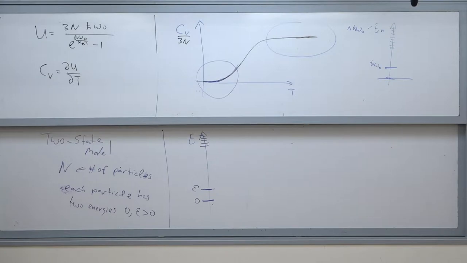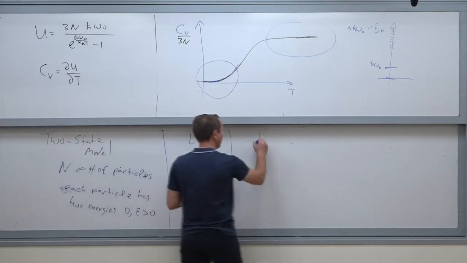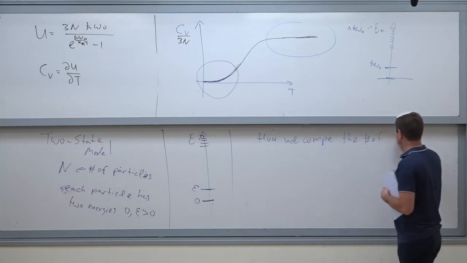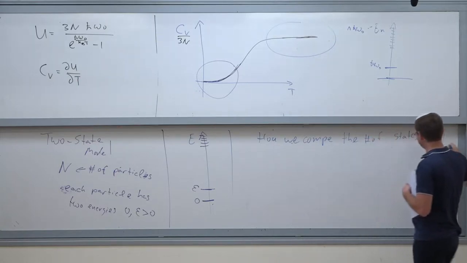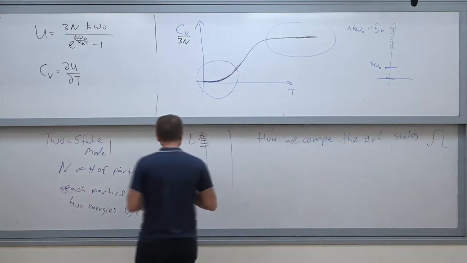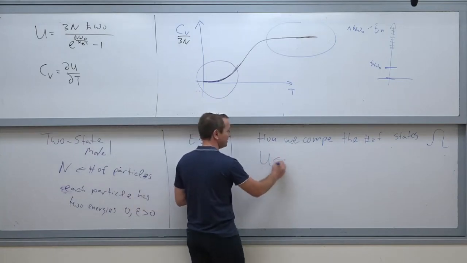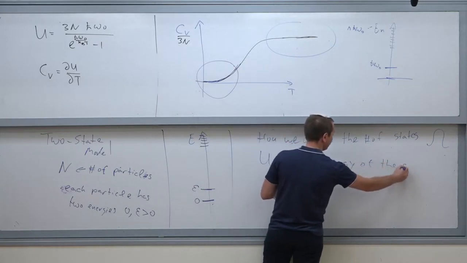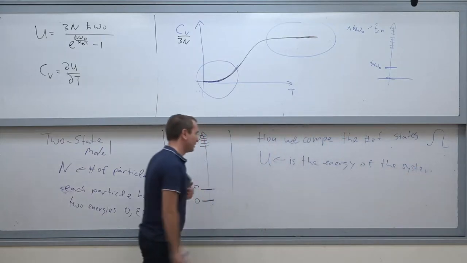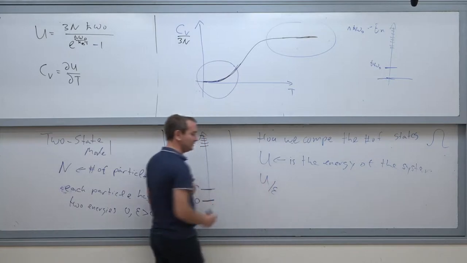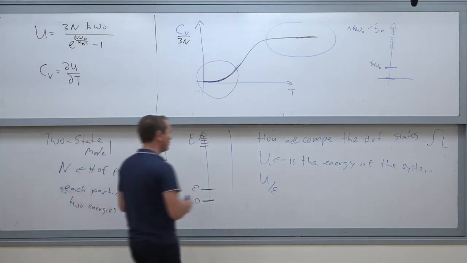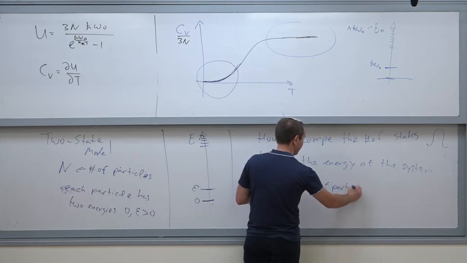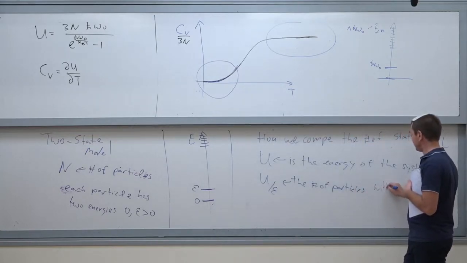Okay, so let's start. How do we compute the number of states? Okay. We basically count. It's a microcanonical ensemble, so we must count. So U is the energy of the system. Then U divided by epsilon is the number of particles with energy epsilon, right?